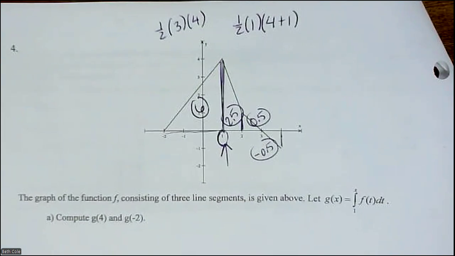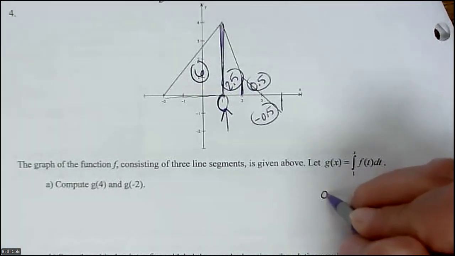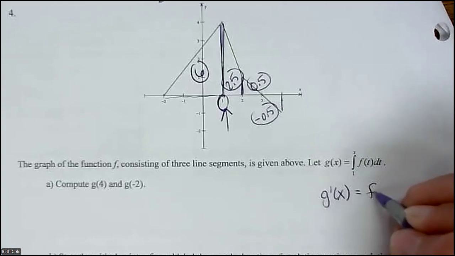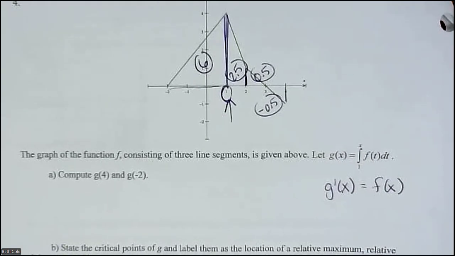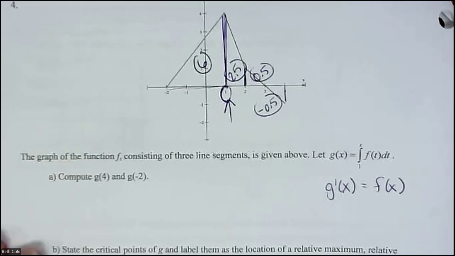It doesn't matter if you put this on A, B, C, or D, but at some point, you will have to link together that G prime equals F of X. If you do this derivative, you get F of X. That's worth a point. You have to link them together somewhere in the problem.